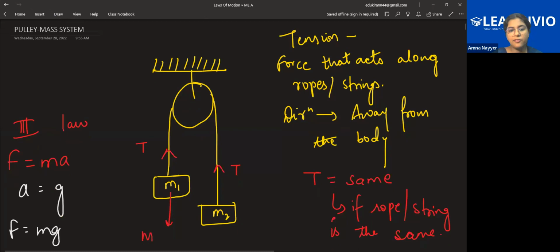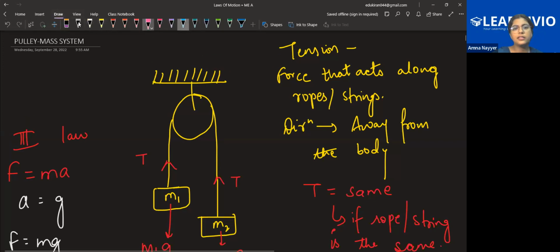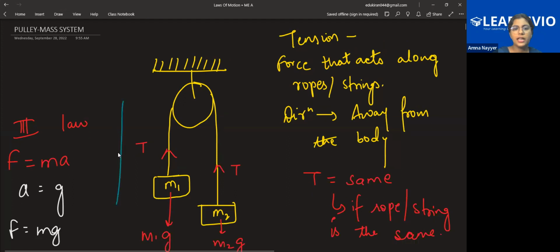Now look here. This becomes m1g downwards and here this becomes m2g downwards. Tension is pulling it upwards, and this is acting downwards. Fine, these are the forces that we have drawn. Now suppose, let's say, this is provided in the question. This body is going up, so acceleration will be up. And this body is coming down, so its acceleration will be down.